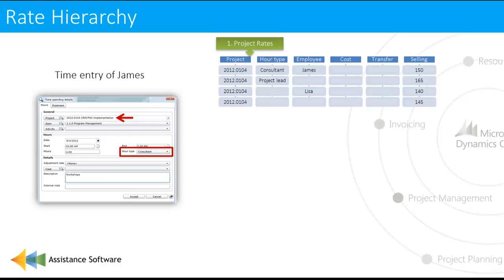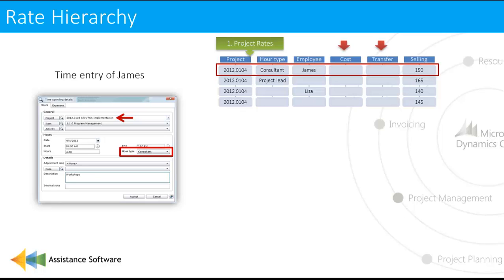Now let's go back to our original scenario where PSA had found a project rate for James with the hour type consultant. In this case, we do have a selling rate. However, the cost and transfer rates have not been defined. To find these rates, PSA will follow the exact same hierarchy as explained before.